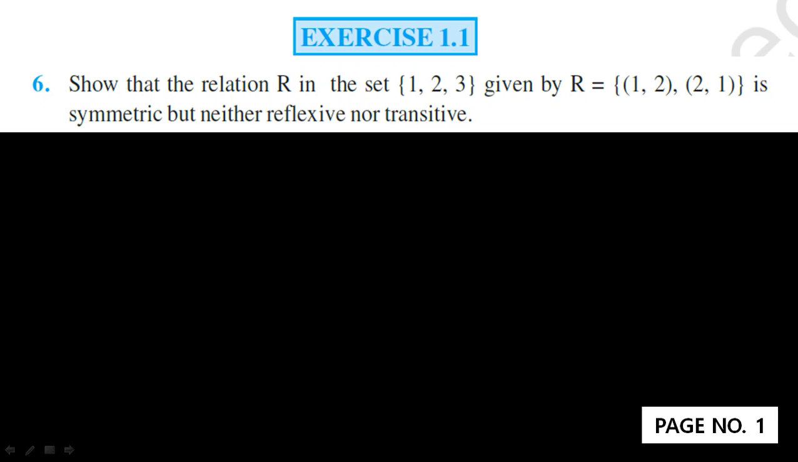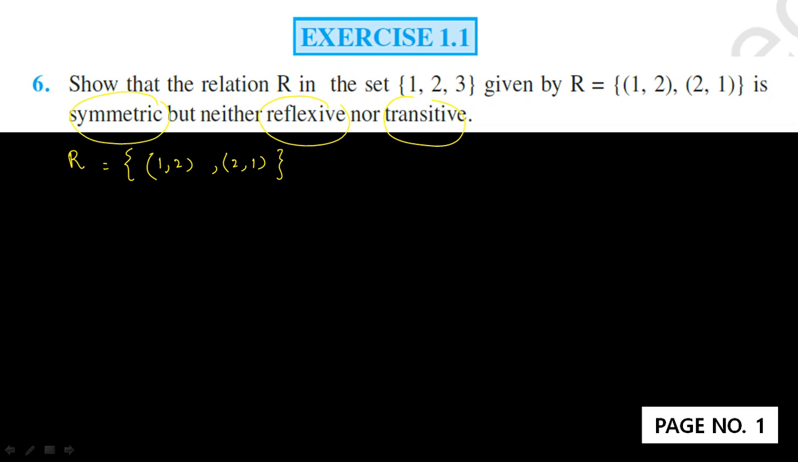Show that the relation R in the set {1, 2, 3} given by R = {(1, 2), (2, 1)} is symmetric but neither reflexive nor transitive. You have to show this, that this relation is only symmetric.